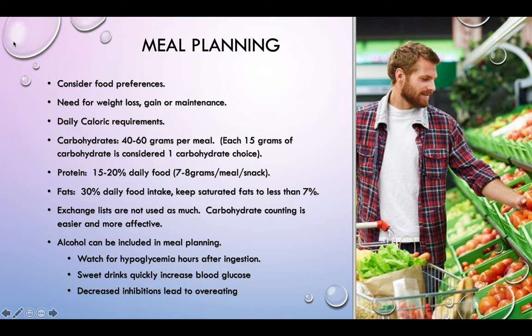Protein, 15 to 20%. This is all from your book. Exchange lists are not used anymore. People used to starve on the diabetic diet. Now, when they go by carbohydrates and choices, like I said, you can eat anything.